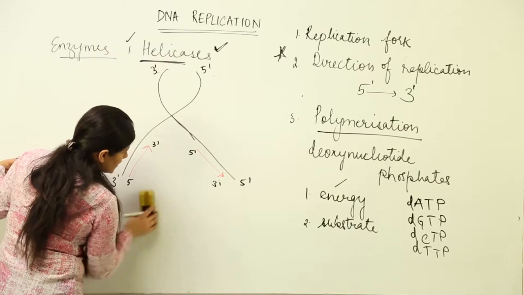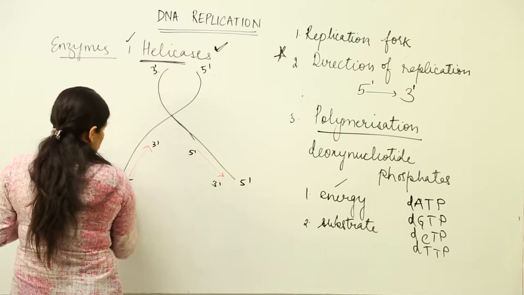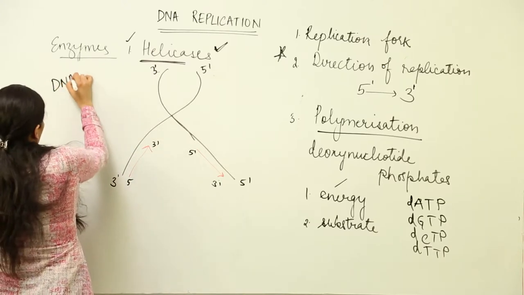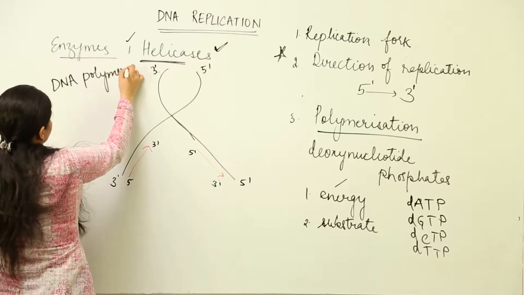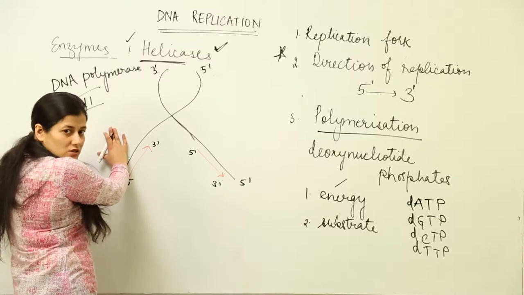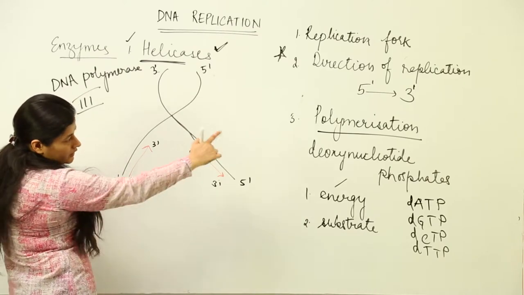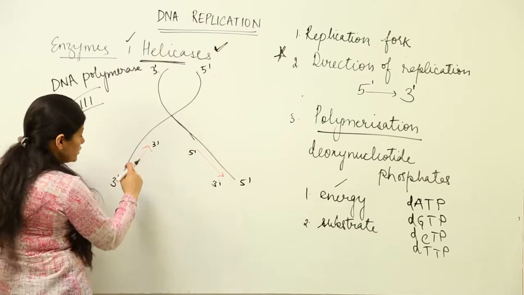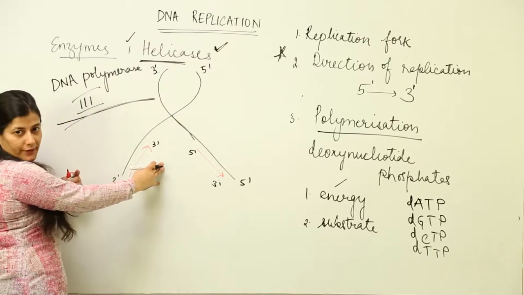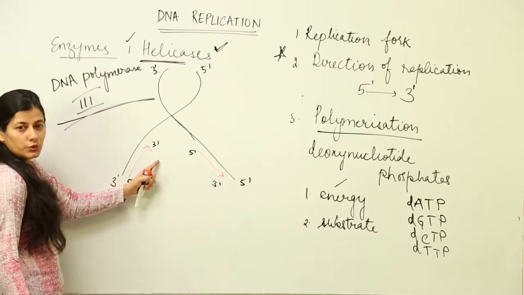Now, why is this direction so specific that it always has to be 5 to 3? Because this polymerization or this extension of the strand is carried out by DNA polymerase 3. Now, this DNA polymerase 3 is an enzyme. Again, it has a lot of tantrums. It is highly specific that whatever polymerization would take place, every time the deoxynucleotide phosphate would come and join at the 3' end, then only polymerization is possible. So, it polymerizes in this direction only. That is why we always have DNA replication taking place in direction 5 to 3.